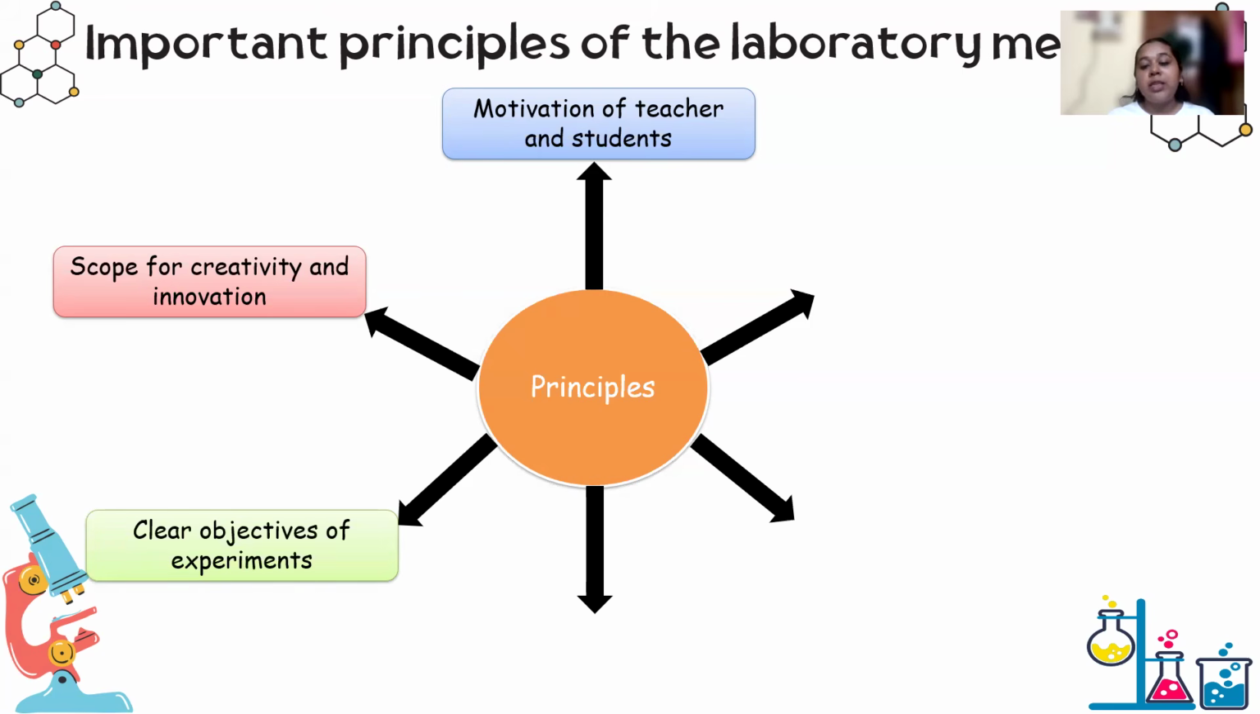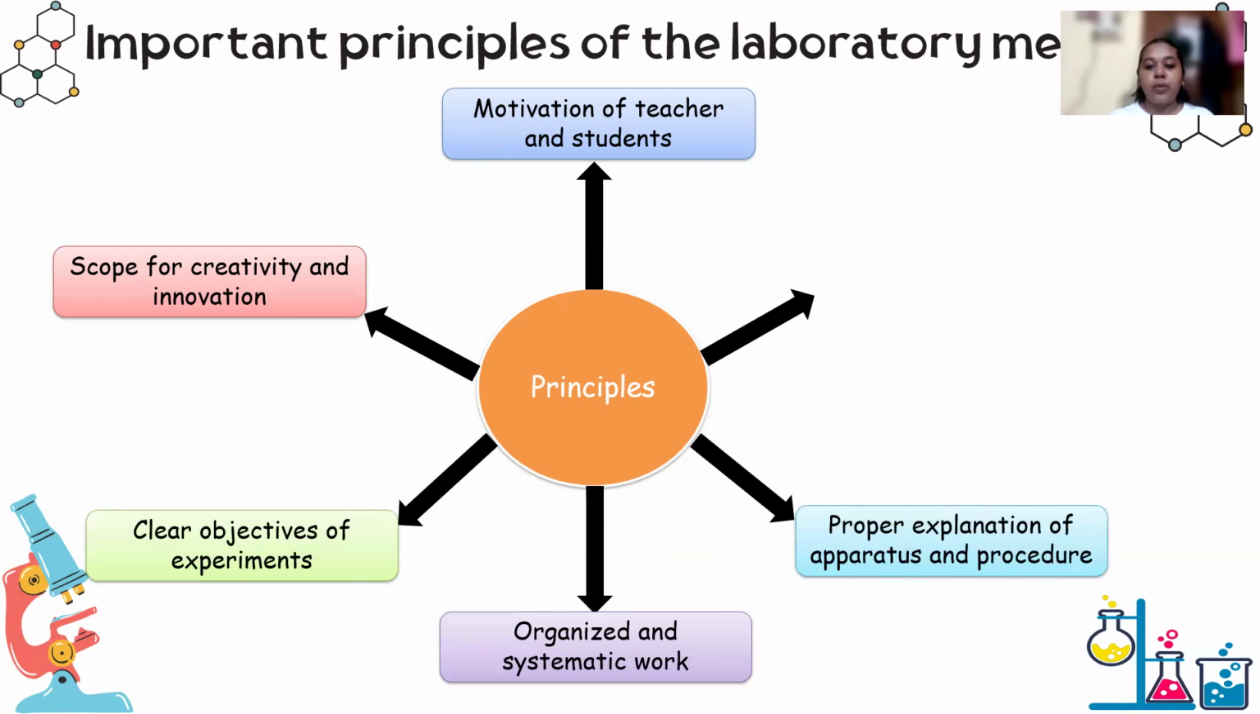Clear objectives of the experiments are stated beforehand, so there is no problem while delivering the lecture or the concept with this method. Next is organized and systematic work. Whenever we are performing an experiment, it is made sure that we have a proper procedure which has to go in a stepwise manner. So it is systematic and organized work. Next is proper explanation of apparatus and procedure. Before starting the laboratory work or any experiment, the teacher states properly which apparatus is to be used and what the procedure of the experiment is.